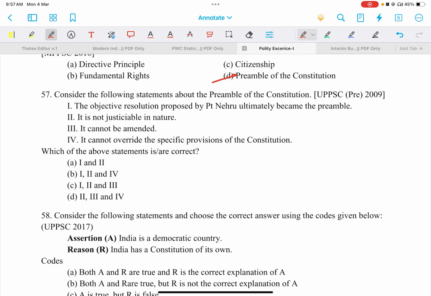Consider the following statements about the preamble of the Constitution. Objective resolution proposed by Nehru become the preamble. Yes, it is non-justiciable in nature. Yes, it cannot be amended. No, it cannot override. So 1, 2, and 4 is the answer, question 57.